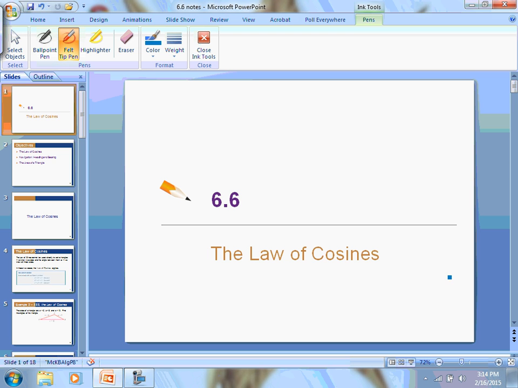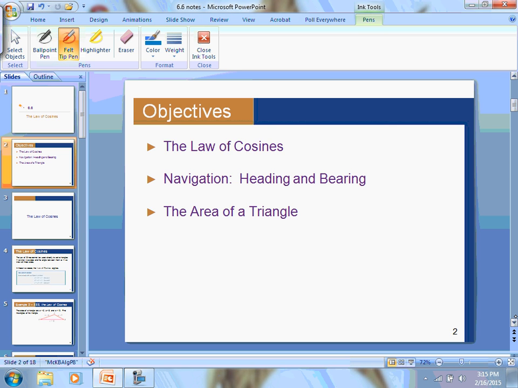These are the notes for section 6.6 entitled The Law of Cosines. And today we're going to review the law of cosines, which you've seen possibly in geometry, but definitely in Algebra 2. And then we're going to relate it back to the law of sines in the ambiguous case. And then we're going to talk about two applications. One is for navigation, and one is another way that you can find the area of a triangle.